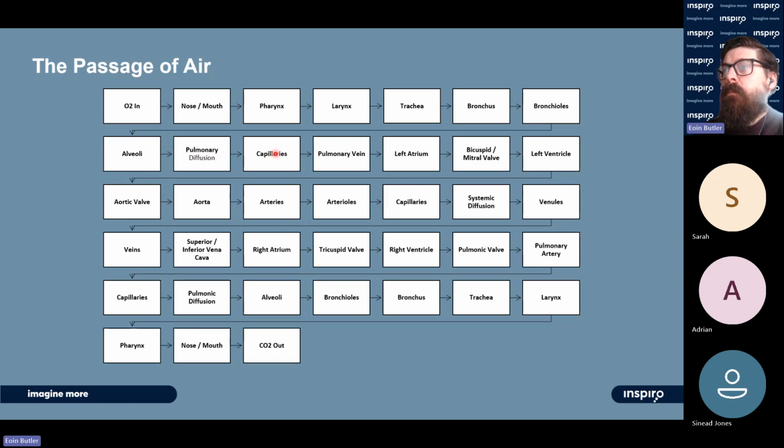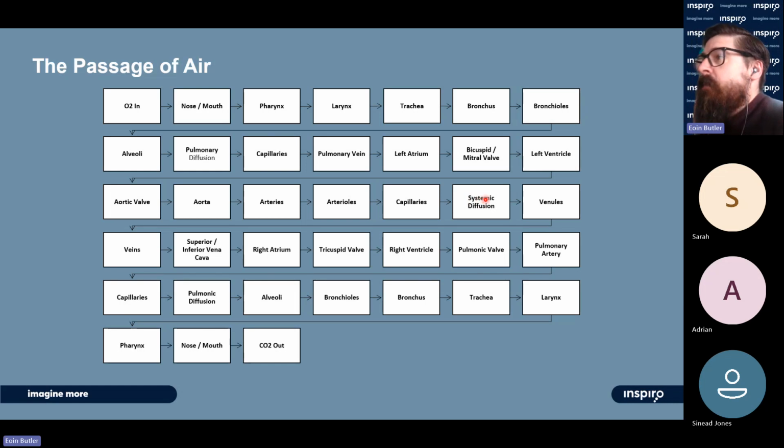Our oxygen then jumps into the capillaries that surround the alveoli, and the pulmonary vein will take that oxygenated blood back to the heart and into the left atrium. Our atrioventricular valve will open up, allowing blood to flow from the left atrium into the left ventricle. The heart will contract, pumping blood out through the semilunar valve, out of the aorta, which branches into arteries, arterioles, and then the capillaries within the systems of the body that it's been sent to.